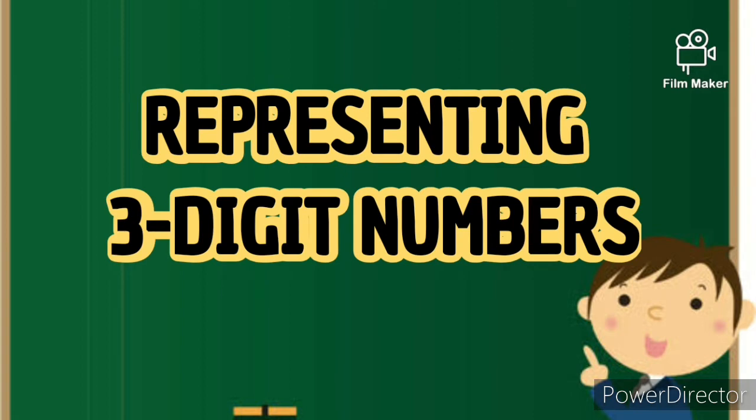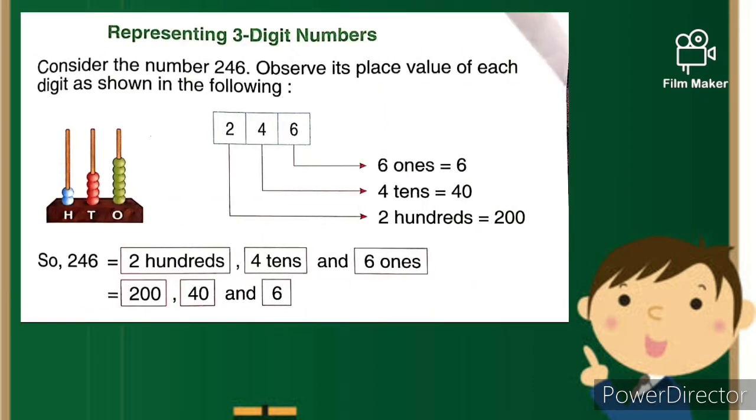Now we will learn how we can represent a 3-digit number. Let us take the example of the number 246. Here 6 lies in ones place, 4 lies in tens place, and 2 lies in hundreds place. So we can write this number as 2 hundreds, 4 tens, and 6 ones. Or we can also write it as 240 and 6 in digits.